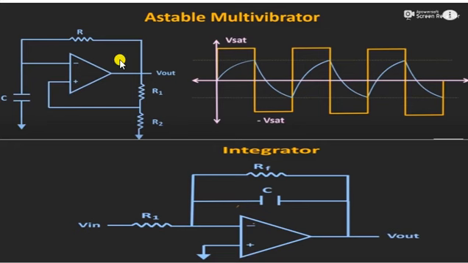This is the astable multivibrator circuit. Basically, the output of the astable multivibrator is a square waveform. This is the charging and discharging of the capacitor. And this is the integrator circuit to generate the triangular waveform.